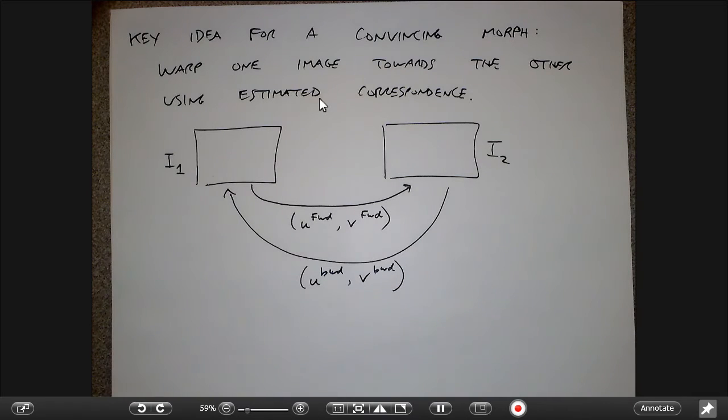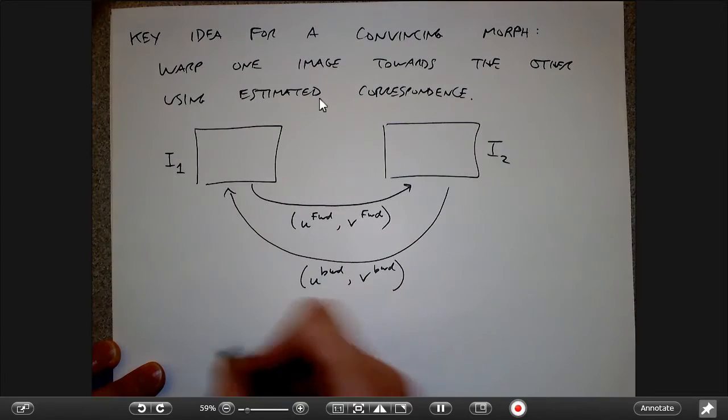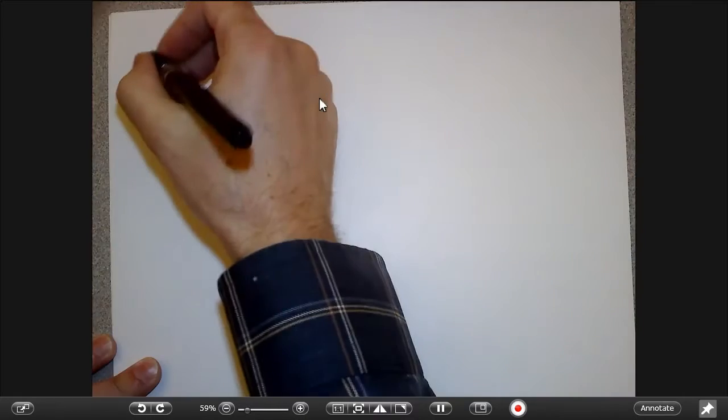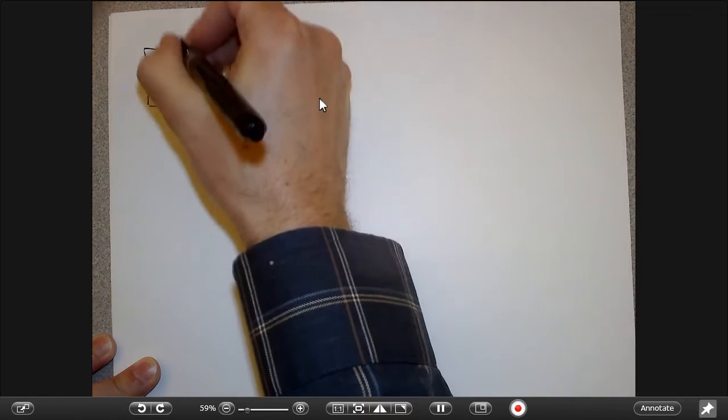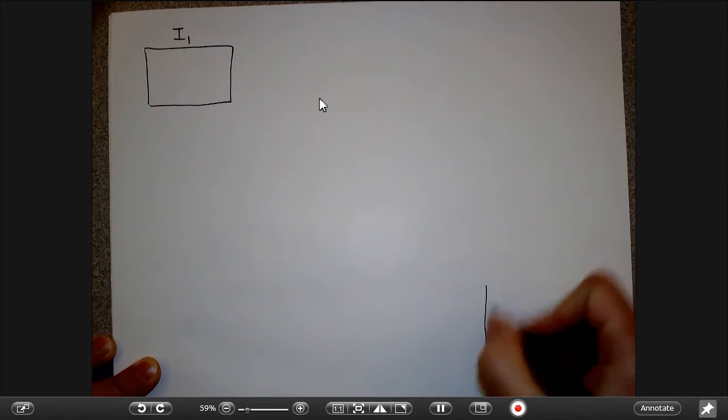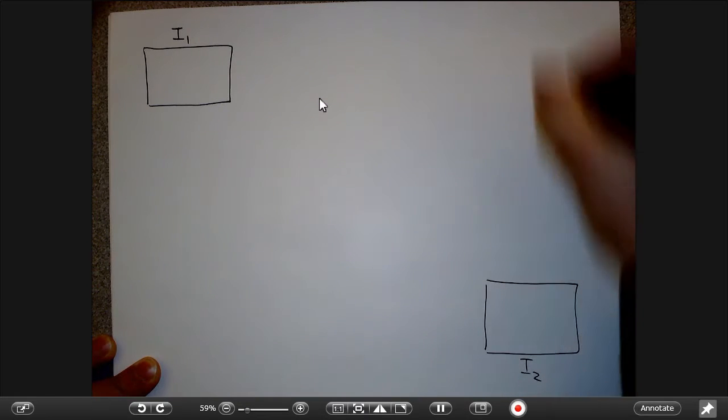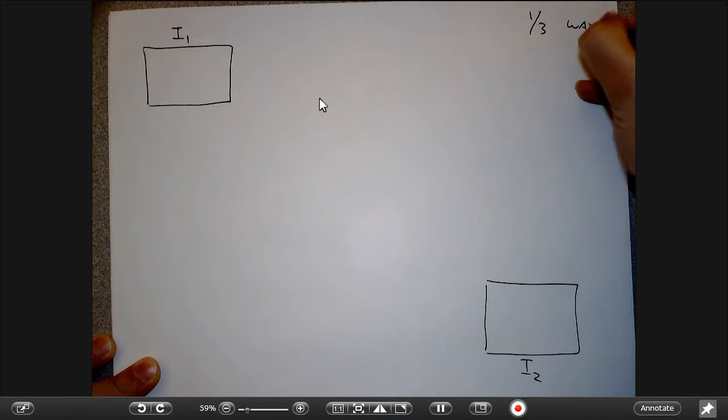Now, in theory, the forward and the backward optical flow fields should be basically negatives of each other if everything matches up, right? But in practice, that may not be exactly true, and we may want to allow for the possibility that these are not exactly inverses of each other. So I'm going to leave this general. And the idea is, if I want to go a third of the way from image 1 to image 2, I'm going to take image 1, and I'm going to have image 2 over here. And the goal is to make a third-of-the-way morph, right?